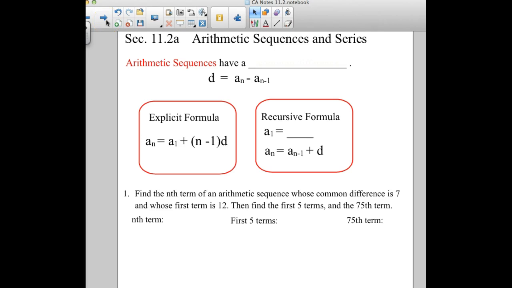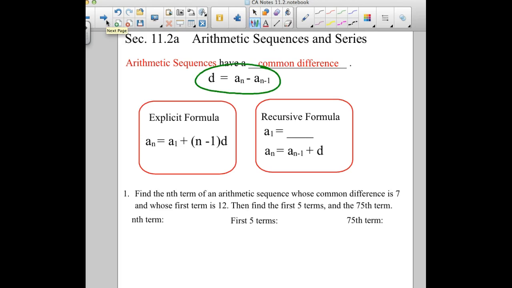All right, so first thing to know about arithmetic ones, they have to have what we call a common difference. That's what makes them arithmetic. They have a common difference. That means we're either adding or subtracting the same amount from one term to the next. I would suggest you highlight this. That's how you calculate the common difference. You take any term and subtract the previous one. So you could take the second term minus the first term. You could take the 10th term minus the 9th term.